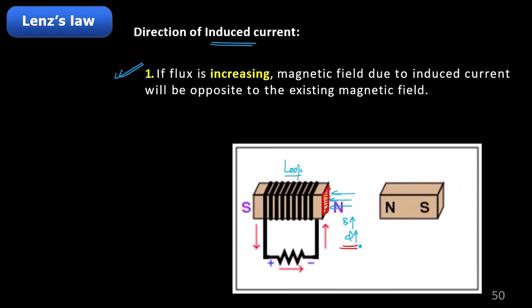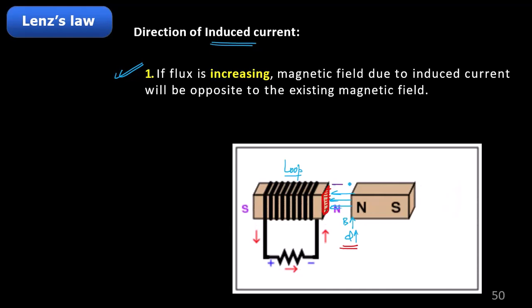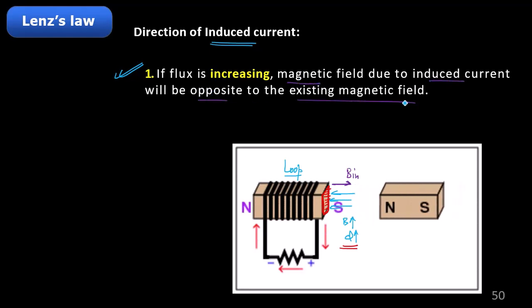So increasing flux is the cause. Now the loop will try to reduce this flux. So in order to reduce the flux, another magnetic field is produced in this direction. Whenever I produce an induced magnetic field, that induced magnetic field should be in such a direction that it will try to oppose the increase in flux. So the magnetic field due to the induced current will be opposite to the existing magnetic field. The existing magnetic field is towards the left, so the opposing effect should be towards the right.